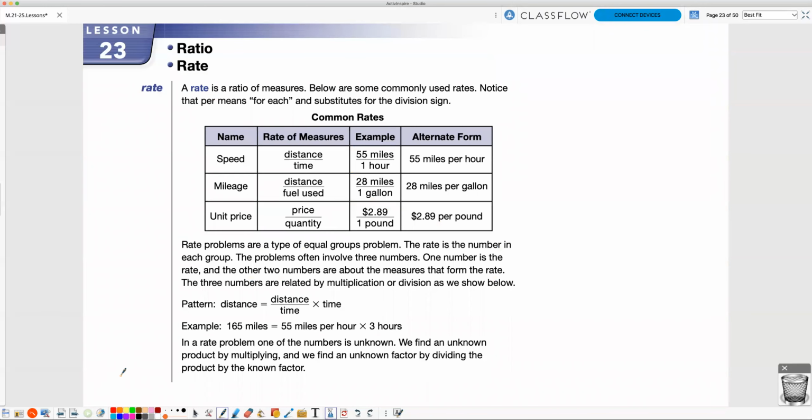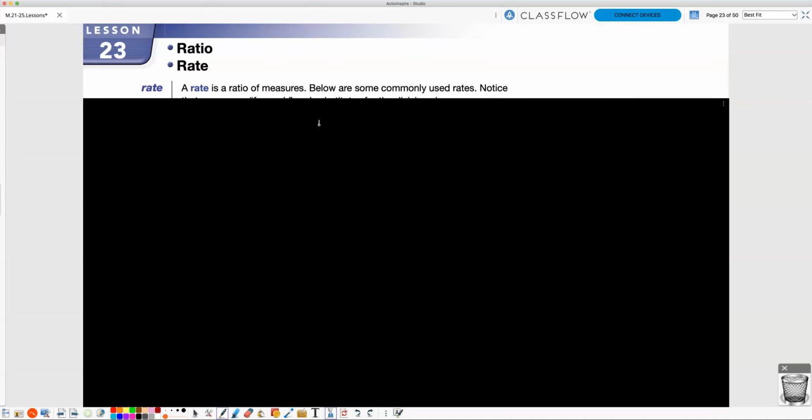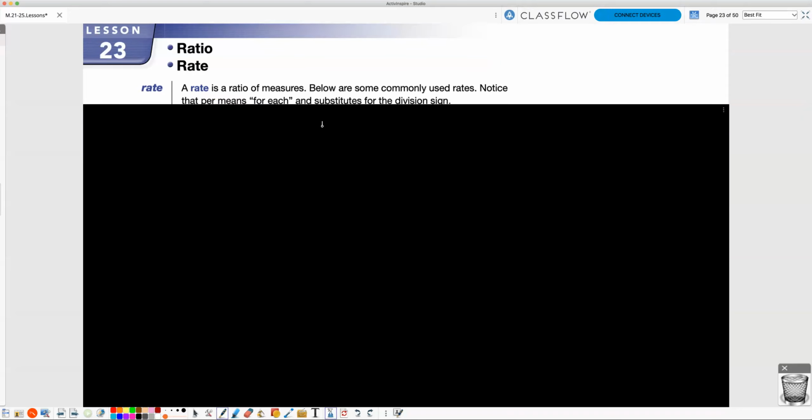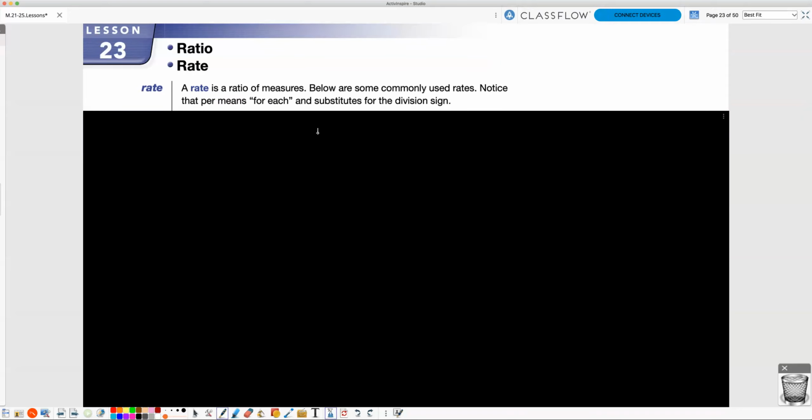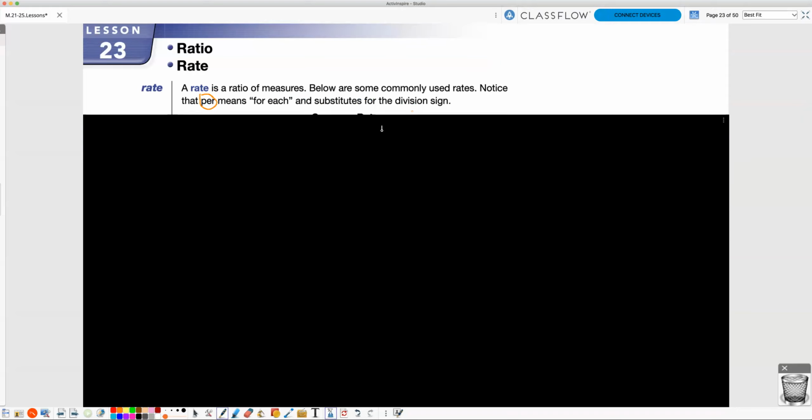We're also looking at rate in this lesson. A rate is a ratio of measures. Below are some commonly used rates. Notice that per means for each. Per is a word that means for each, and it substitutes for the division sign.